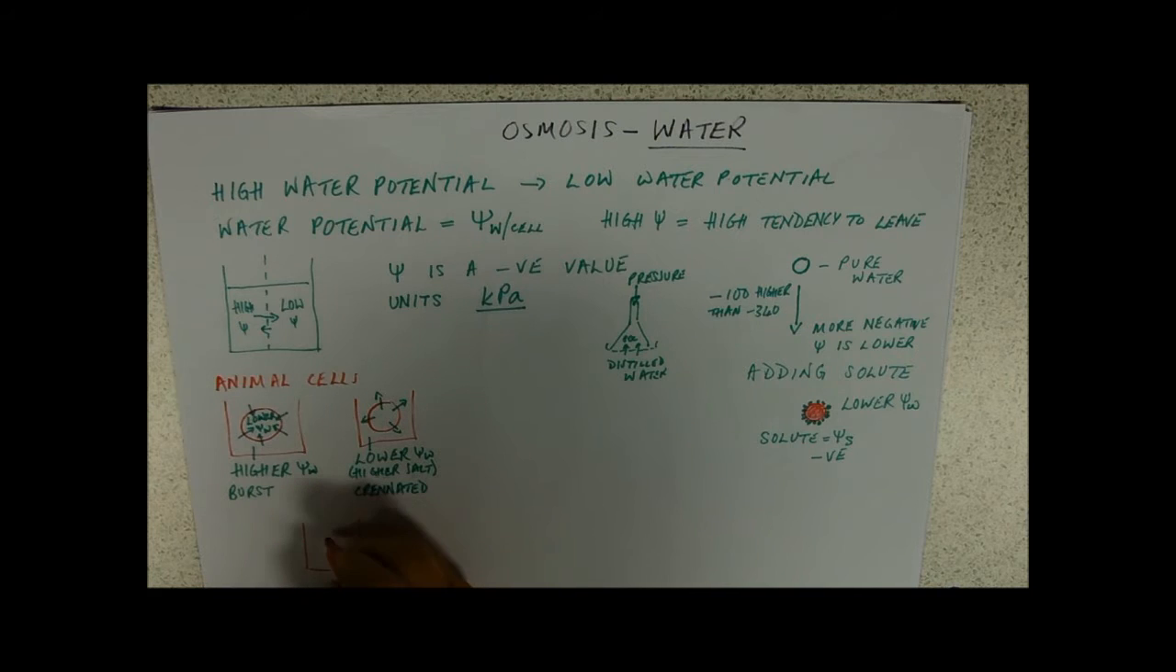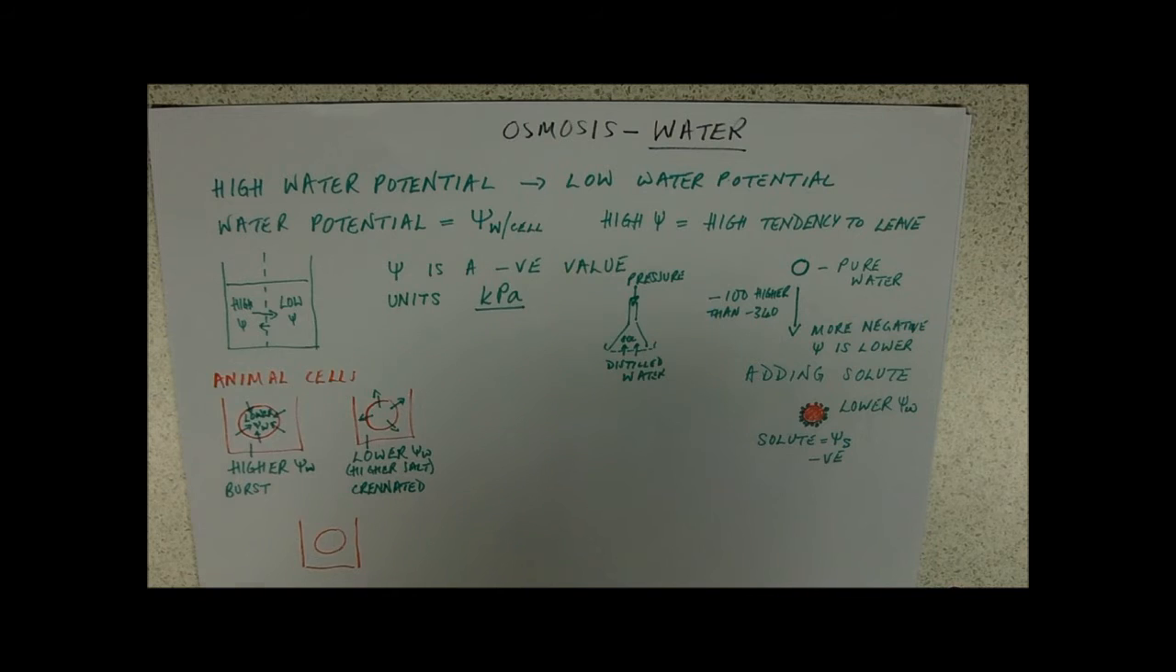So what happens if we put our red blood cell into a solution that is isotonic, that has the same water potential? Well, the water doesn't stop moving. So what we say is that it's at equilibrium and you've got an equal rate of movement in and out.